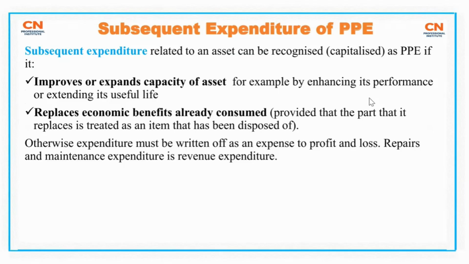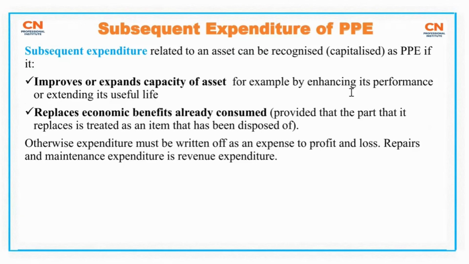All right. Let's say your building is ready, you started depreciating it. Now you've incurred another expenditure on the PPE. How do you treat it? So that brings us to what we call the subsequent expenditure. The standard says subsequent expenditure related to an asset can be recognized or capitalized as PPE if... So we have two conditions under which we can capitalize subsequent expenditure. Other than that, all subsequent expenditures are written off to profit or loss. So if the expenditure meets these two criteria, then we capitalize it. If it doesn't, we expense.